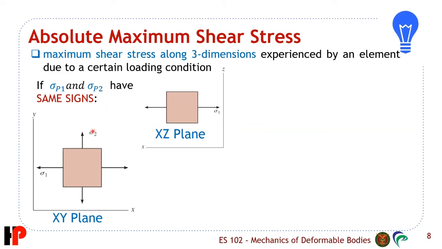And then kapag tinignan naman natin si YZ plane naman, yung x-axis naman dito, papunta naman ulit sa inyo, so out of the page pa din. So, hindi natin kita itong sigma 1. Ang kita lang natin yung sigma 2 towards y. So, sigma 2 towards y. Okay? So, ito yung tatlong itsura kapag same sign si principal.